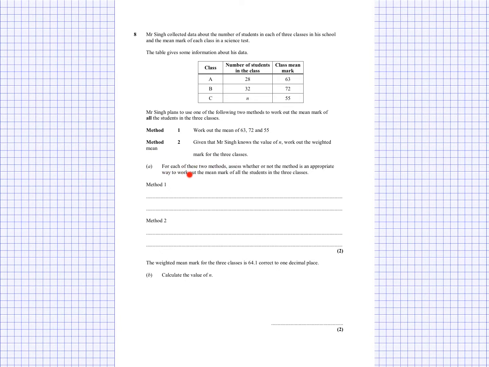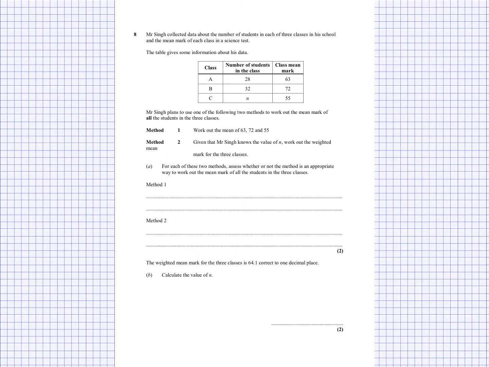Okay, so for each of these 2 methods, assess whether or not the method is an appropriate way to work out the mean mark of all the students in the 3 classes. So we want to know a mean mark for all the students in the 3 classes. Okay, so first one, we can see that this is 28 and this is 32, and this 72 should have a bigger weighting because there's 4 more students here and it's a higher mean mark as well. So this is important. Just finding the mean of these 3 numbers does not take into account the different number of students here.